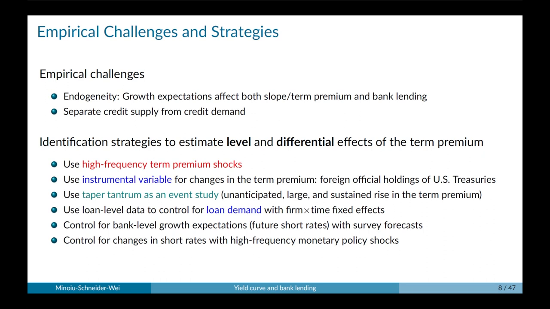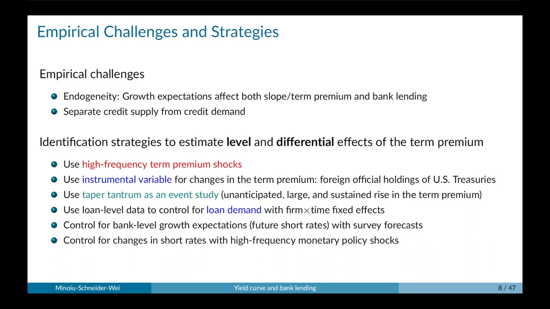I've already given a flavor of the identification challenges. The first one is a typical omitted variable bias. The endogeneity issue here is that growth expectations affect both the slope or the term premium and bank lending. So this is a typical omitted variable bias. Both the left-hand side and the right-hand side may be driven by growth expectations of investors and of agents in the economy. So we need to find exogenous variation in the term premium. We need to orthogonalize it with respect to expected future economic outlook.